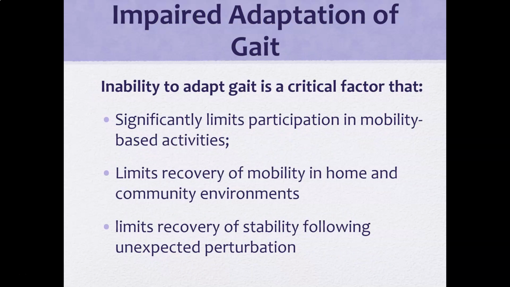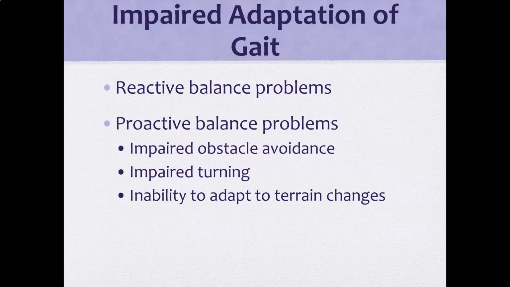What if they have impaired adaptation of gait? The inability to adapt gait is a critical factor that significantly limits participation in mobility-based activities, limits recovery of mobility in home and community environments, and of course it limits recovery of stability following unexpected perturbation. If they get bumped into, they're going to have reactive balance problems. They're going to have proactive or anticipatory balance problems, impaired obstacle avoidance, impaired turning, inability to adapt to terrain changes.